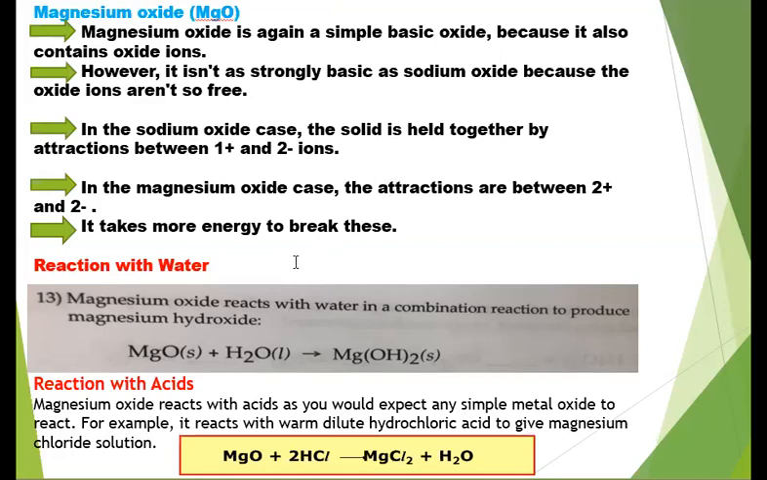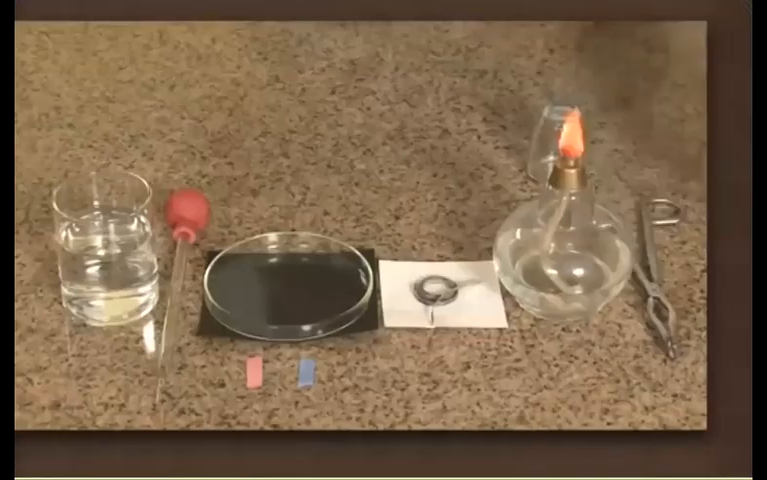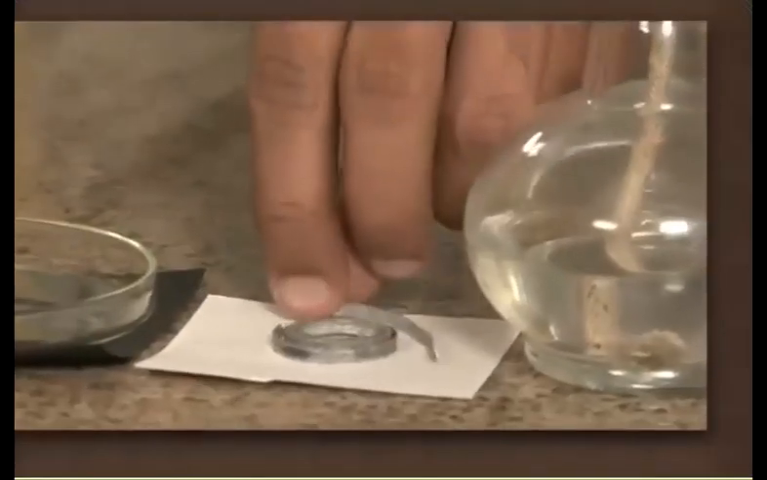Now, reaction of magnesium oxide with water. Magnesium oxide is a basic oxide. So when we treat it with water, it also produces an alkaline solution. It also produces a basic solution, which we can test by using indicators. Now we can see how magnesium oxide reacts with water.